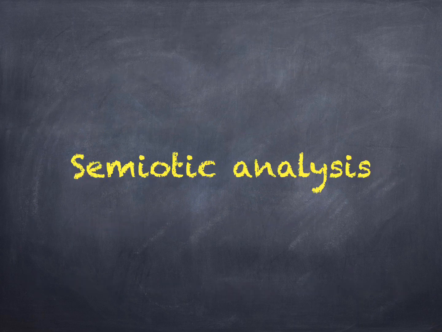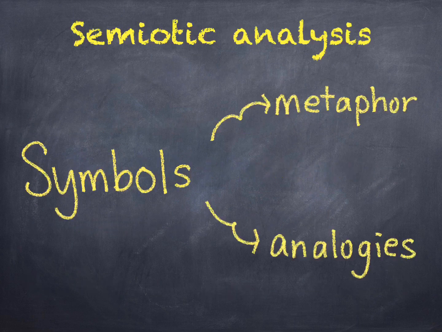The first one, semiotic analysis. So when we talk about semiotic analysis, it's all about symbols in the movie. And when we talk about symbols, of course we are looking for metaphor and analogies, what the things actually represent. It's not about the original functions of the objects, but what is the hidden meaning of the objects appearing repeatedly in the movie. So this is what we call semiotic analysis.